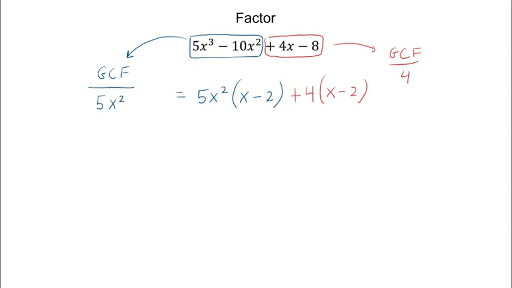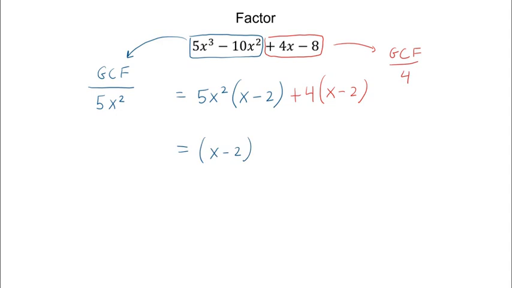Now, it's important to note that when we get to this part of factoring by grouping, if the binomial factor here does not match the binomial factor there, we've either done something wrong or this polynomial cannot be factored. In this case, the binomial factors do match, so they are our common binomial factor. So let's factor out the common binomial factor of x minus 2.